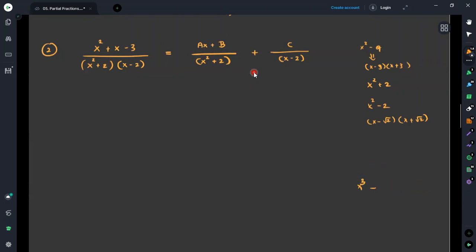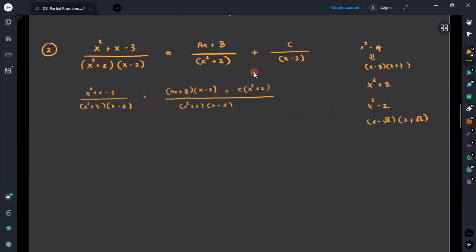Then what we can do is we have to find a way to obtain the solution. On the left hand side we have x squared plus x minus 3. Then (x squared plus 2)(x minus 2) is here. We can take the common denominator on the right hand side as well. (x squared plus 2)(x minus 2). Then we get (ax plus b)(x minus 2) plus c times (x squared plus 2).